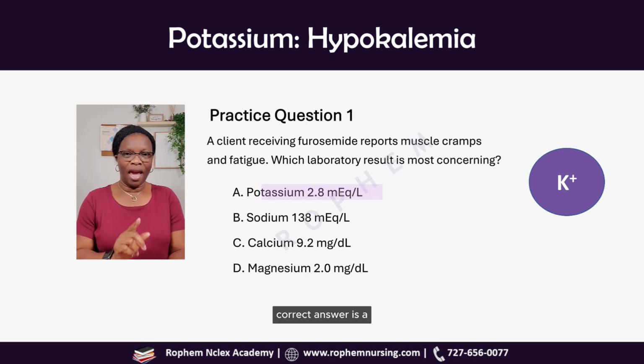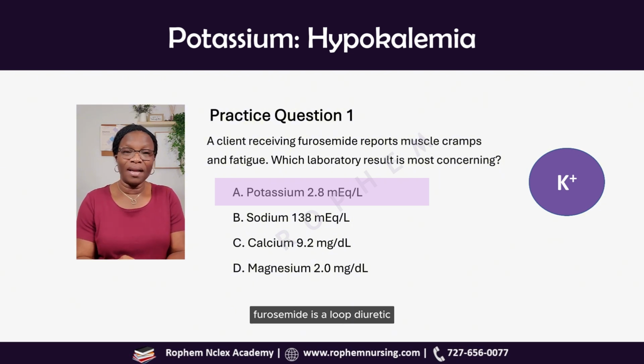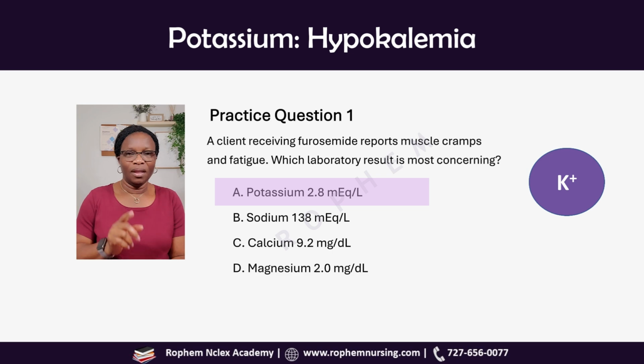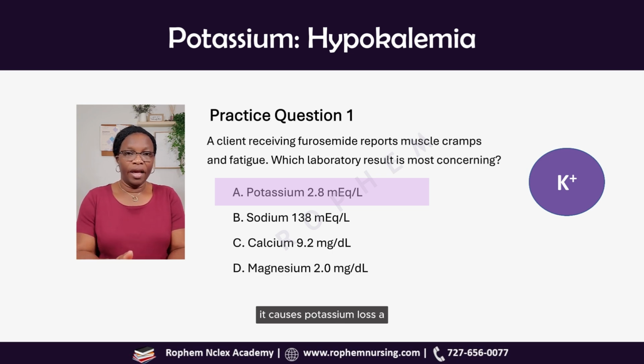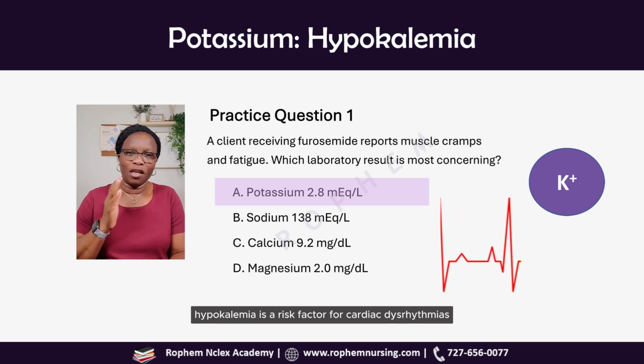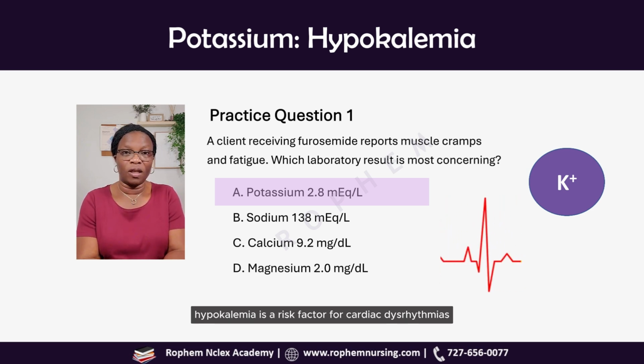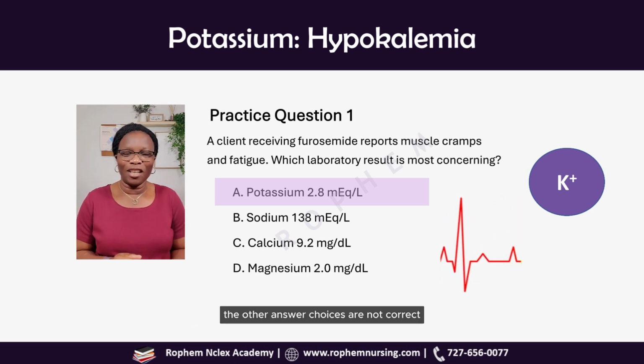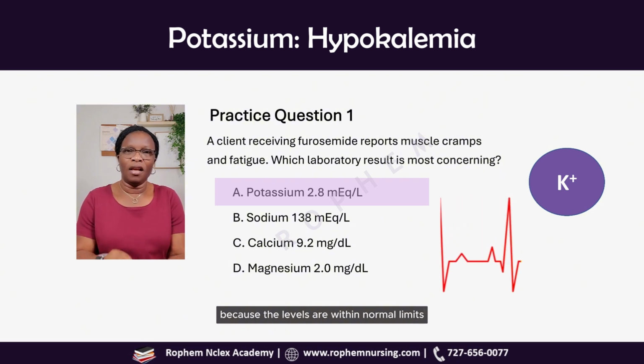Which one will you select? Correct answer is A, potassium of 2.8 milliequivalent per liter. This is the rationale. Furosemide is a loop diuretic. It causes potassium loss. A potassium level of 2.8 is an indication for significant hypokalemia. Remember, hypokalemia is a risk factor for cardiac dysrhythmias. The other answer choices are not correct because the levels are within normal limits.